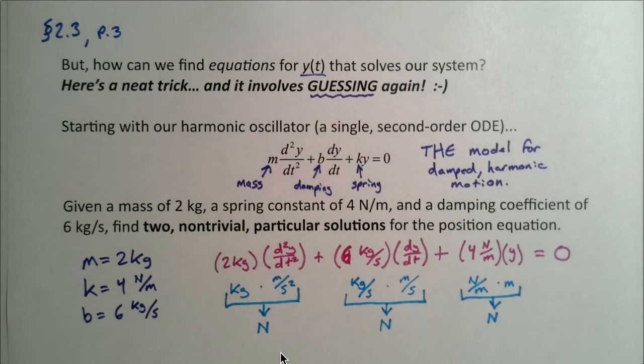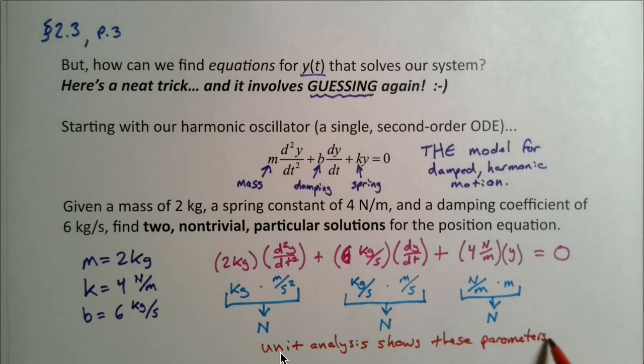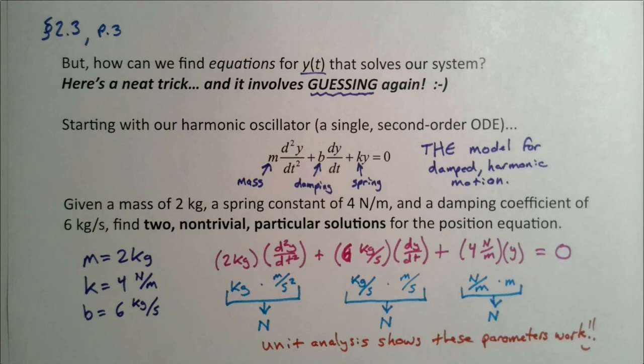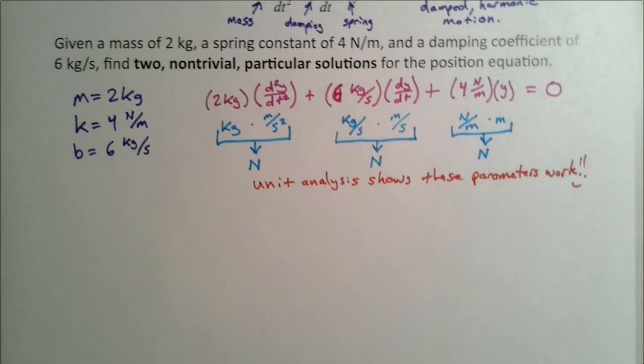So that's good, right? So I'm going to make a little note here and say unit analysis shows these parameters work. If you, for some reason or another, had a mass in, I don't know, slugs or something like that, then you couldn't use them. It wouldn't work. If you had a b value in kilograms per minute, you'd have to do a unit change. You'd have to change things up in order to make it work. So checking the units is always a good place to start.